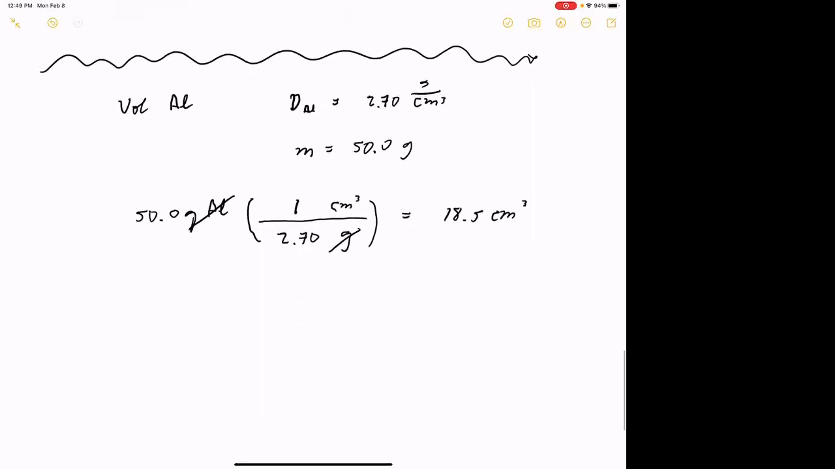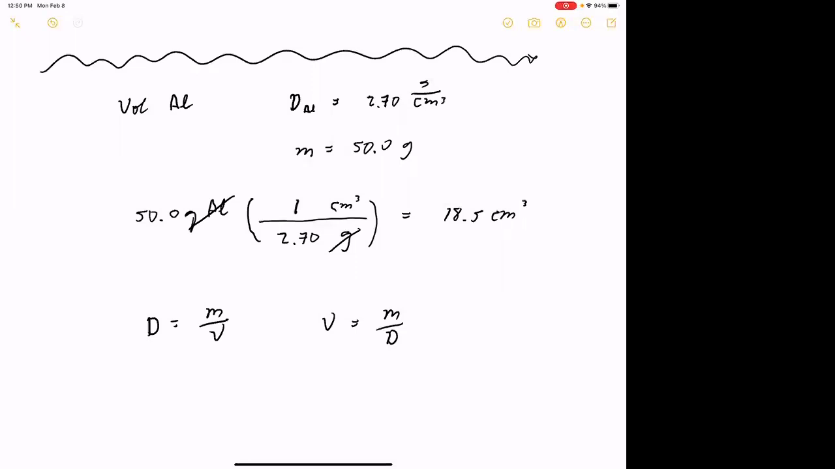Now, there's another way you could have done it too. I'll show it to you. You can use the density equation if you want. Remember that density is equal to mass divided by volume. And you're trying to get to a volume. So you could just solve the density equation for volume if you want, right? So if I do that, volume is going to equal to mass divided by density, correct? If I get volume by itself.